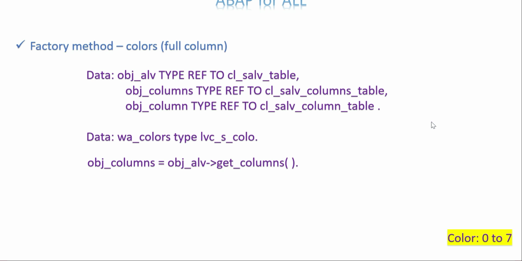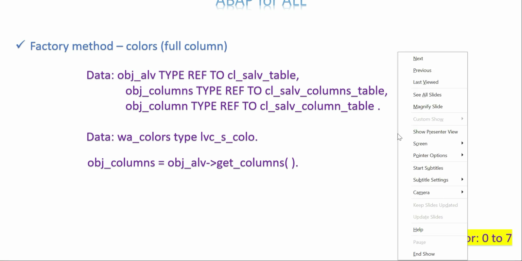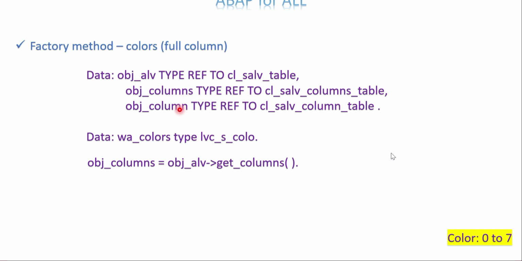So the next is color. For colors, I need two different objects, columns and column, and we are going to use a casting. It's very simple. The references are also different: columns table, column table. And I need one work area, which carries what kind of color, intensity, everything to be carried in that work area. So I need a work area of it.